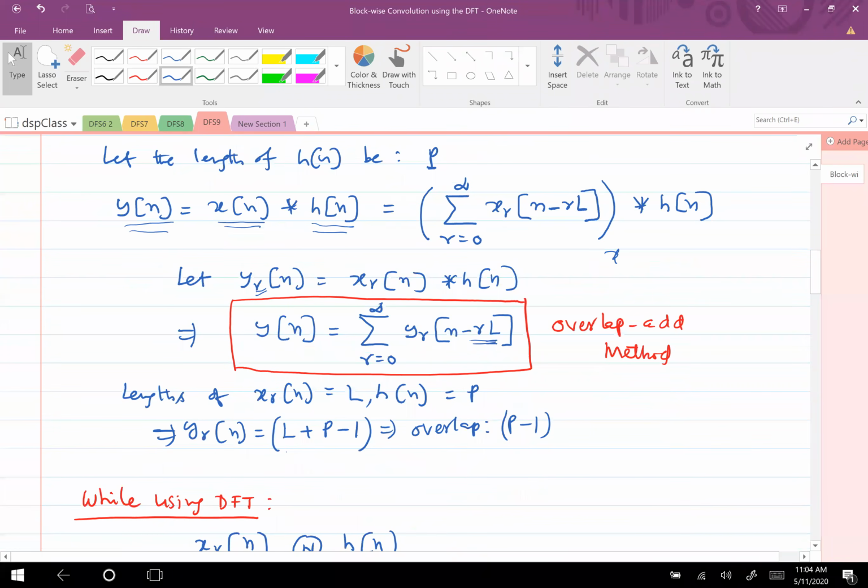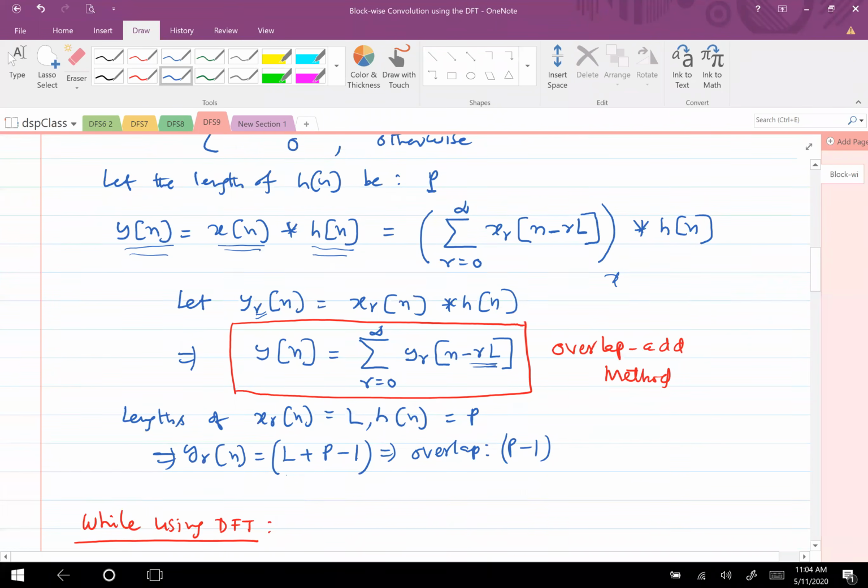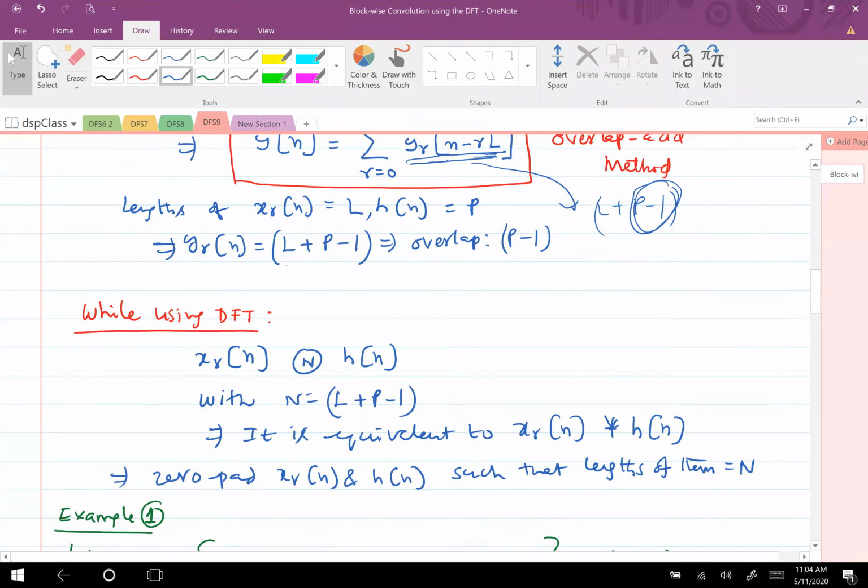That's all. And then, of course, there is another thing we have to pay attention to. While you are doing this convolution, what is the length that you would be getting? Because this is what you are going to sum up, but this length is not the same as the length of x or h. If this length is L and this length is P, the result could go to L plus P minus 1. So you can see that for consecutive values of R, there is an overlap of P minus 1 elements. You simply add them. That is exactly what you could do.